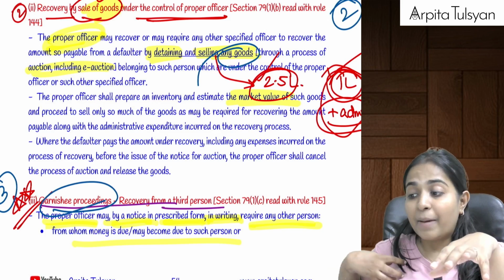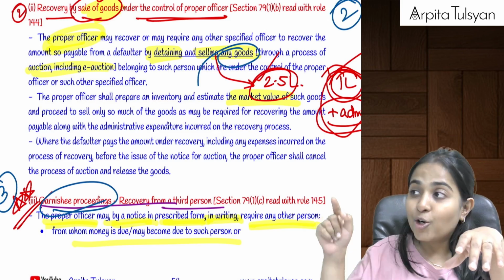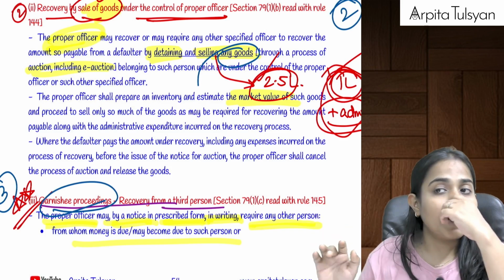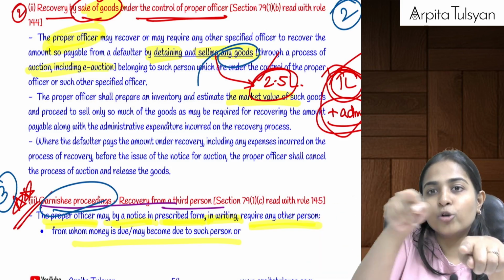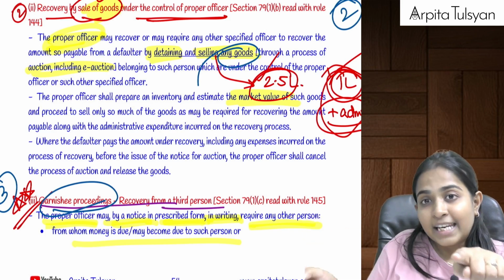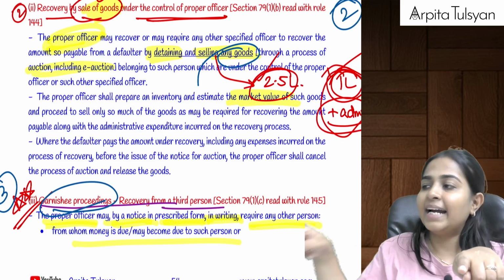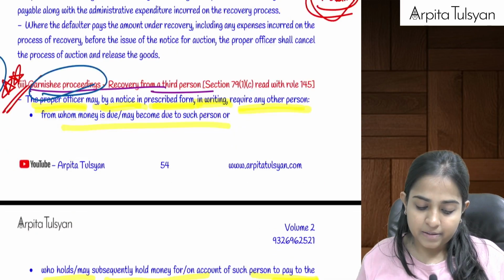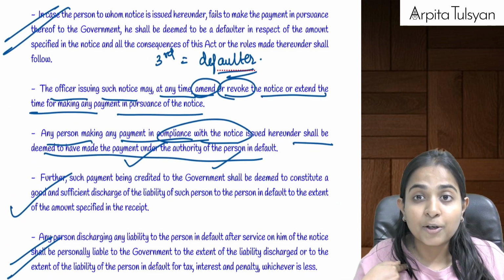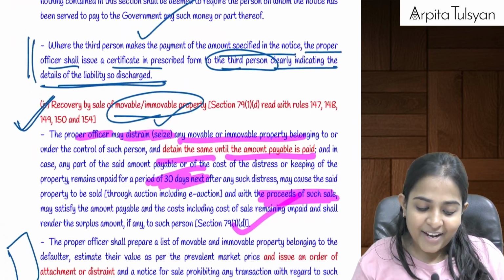If the department issues a notice on this third person, then he is obliged to pay off that liability, not to you but to the department. But how much will he pay? Whatever amount he owes to the defaulter, that much only. And only after the due date for making the payment to you can I ask the money from that person. Are you clear with this? This is nothing but garnishee proceedings, and if that third party does not listen to the department, then that third party will also be considered a defaulter. Are you understanding this?